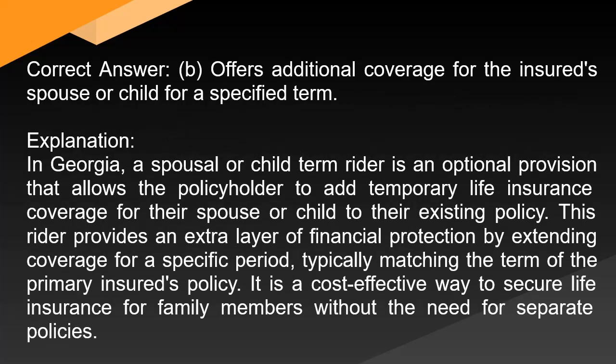Correct answer. B. Offers additional coverage for the insured spouse or child for a specified term. Explanation. In Georgia, a spousal or child term rider is an optional provision that allows the policyholder to add temporary life insurance coverage for their spouse or child to their existing policy. This rider provides an extra layer of financial protection by extending coverage for a specific period, typically matching the term of the primary insured's policy. It is a cost-effective way to secure life insurance for family members without the need for separate policies.